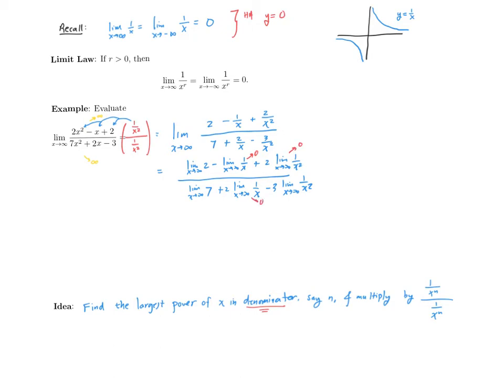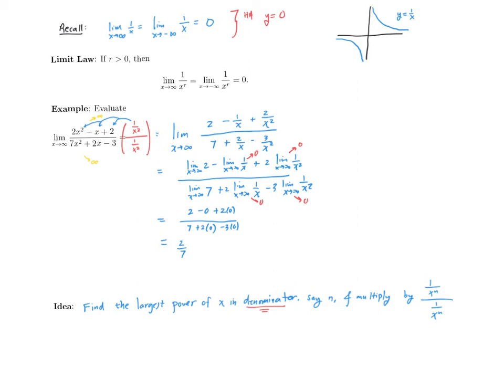The last two limits in the top and the bottom all approach 0. They're of the form 1 over x or 1 over x squared. The first two limits are the limit of a constant. So what we have in the top is 2 minus 0 plus 2 times 0. And in the bottom, 7 plus 2 times 0 minus 3 times 0. That is 2/7.